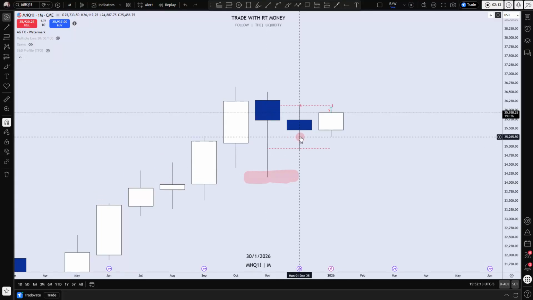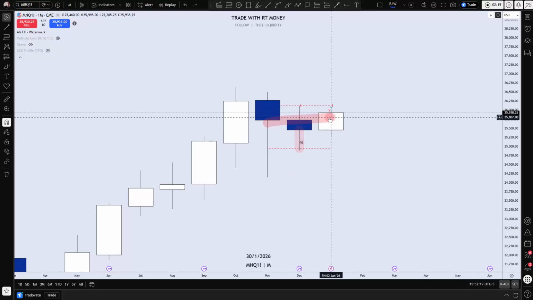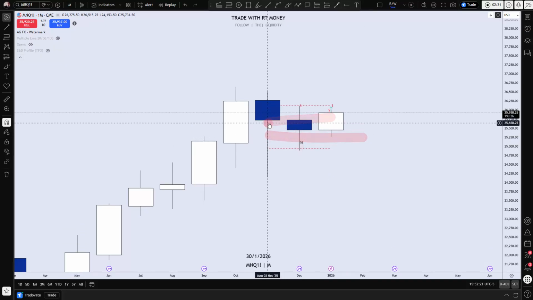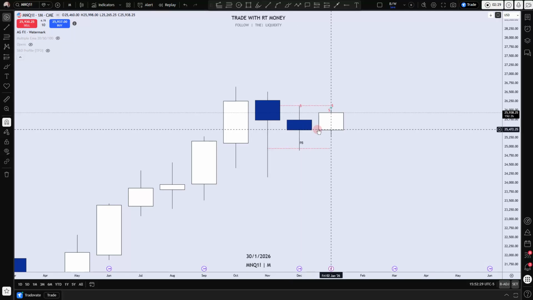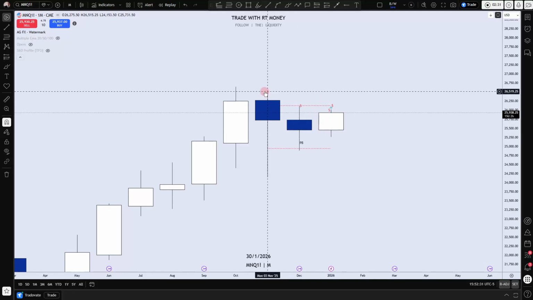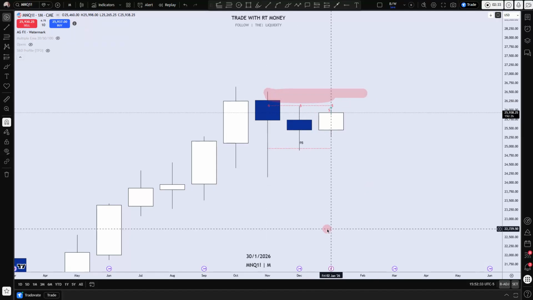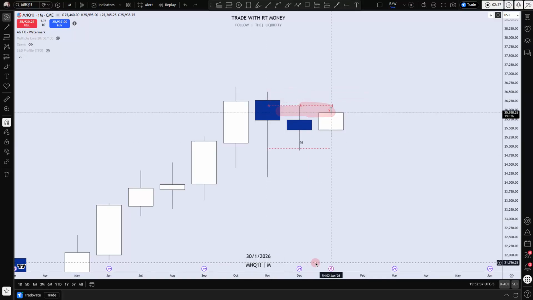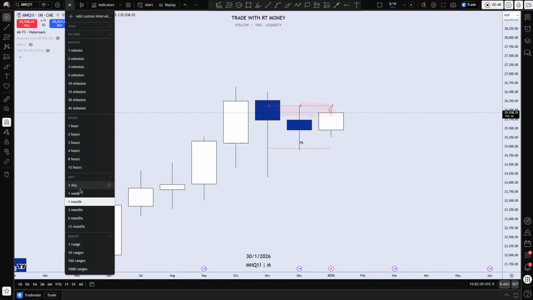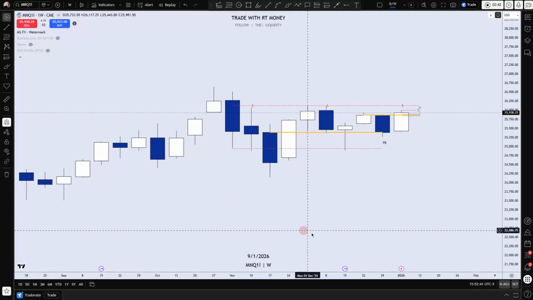All right, we didn't. You saw the respect being given, and the close was up here, right in the upper 25% of this wick. When you see that close, you start to think, okay, we may be trading back in the direction of that high, at the very least the high of the previous candle. So that's what I wanted to show you on the monthly. On the weekly, what do we see?